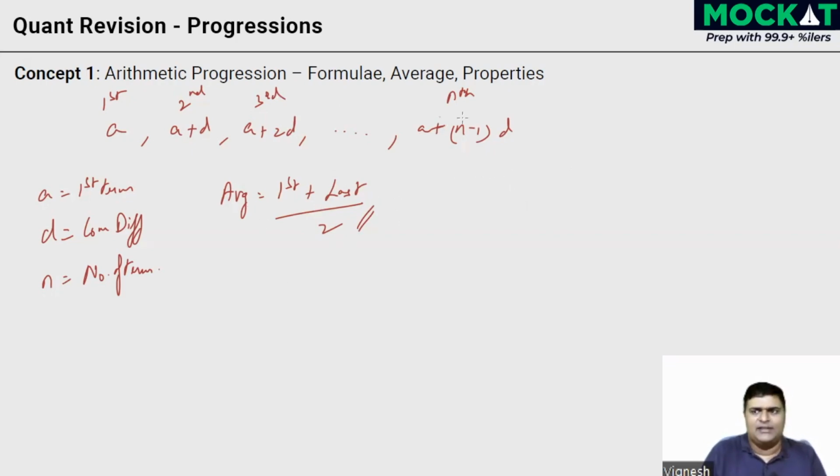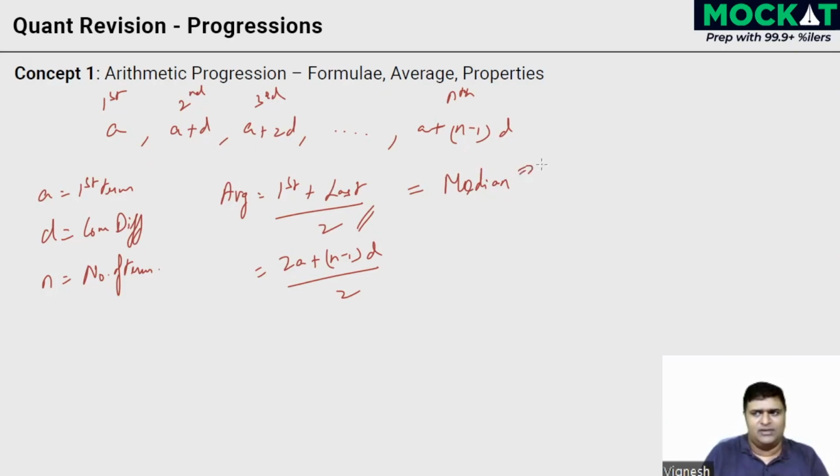But if you want to plug in these A and A plus N minus 1 into D, we can write it as A plus A plus N minus 1 into D, so 2A plus N minus 1 into D divided by 2. Now the average is also the median over here. What is the median? The middle term, right? But if we have two middle terms, because there are an even number of terms, 6 terms are there, third and fourth are the middle terms, then median is the third plus fourth divided by 2.